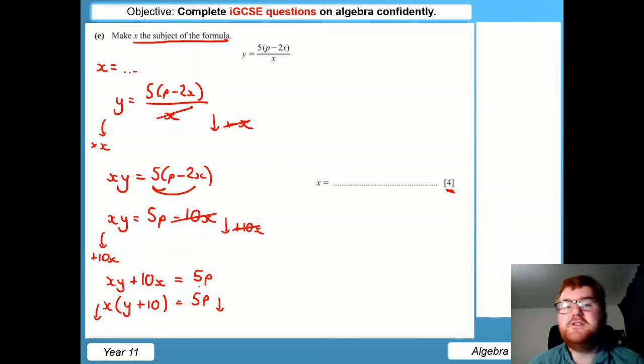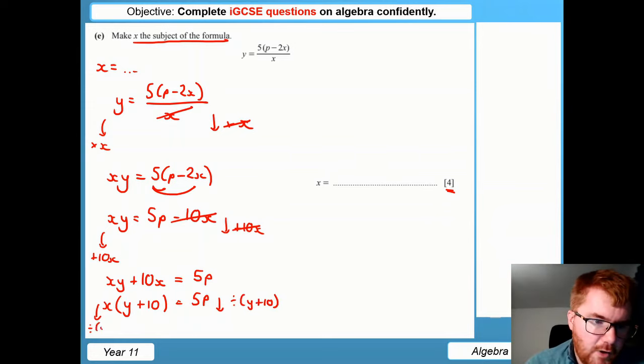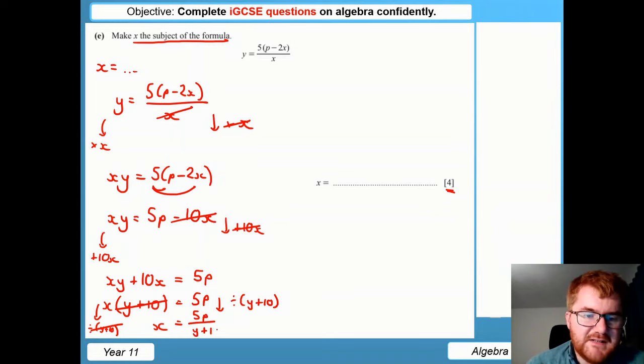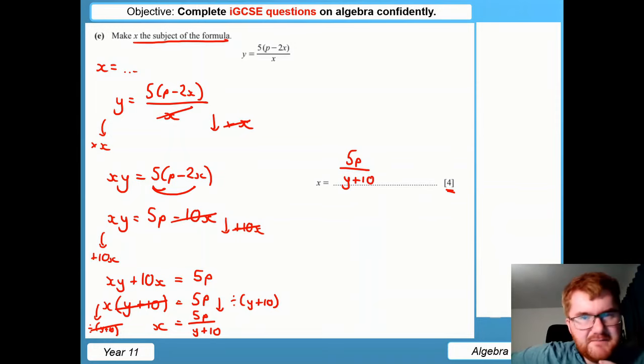So what's the opposite of timesing by y plus 10? Well, dividing by y plus 10 on both sides. This cancels, giving us exactly what we want, and we get 5p over y plus 10, giving us all 4 marks. And when you get quicker at these questions, these are quite an easy 4 marks to get. Definitely at the A grade end of the spectrum, but very, very achievable.